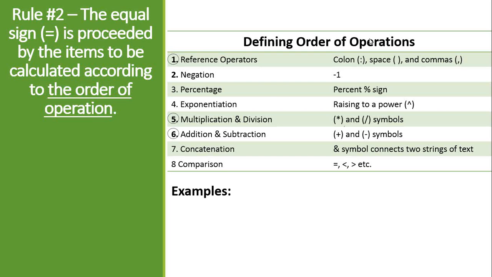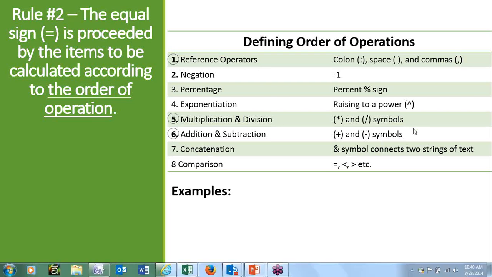Well, what in the world does that mean? Excel has an order of operation that we have to follow. And essentially, it's going to look for our reference operators first, so those colons and spaces, commas that we've talked about. And then, according to that order, before it starts calculating your formula, it's going to look for these items first and then begin calculating. So, let's look at a couple of examples. And the items that I have circled are the ones that we'll be looking at mostly today.